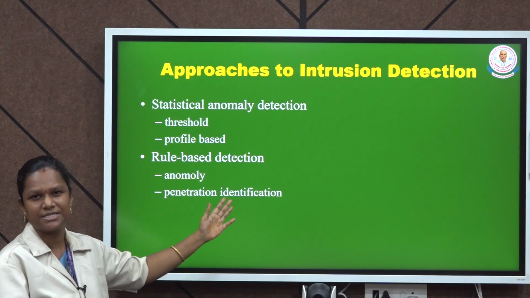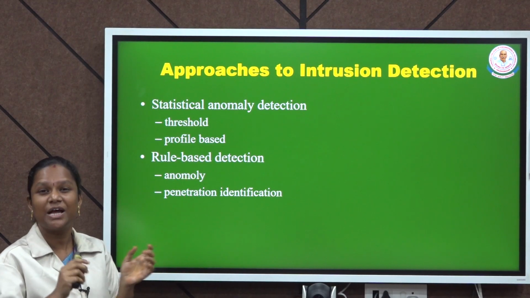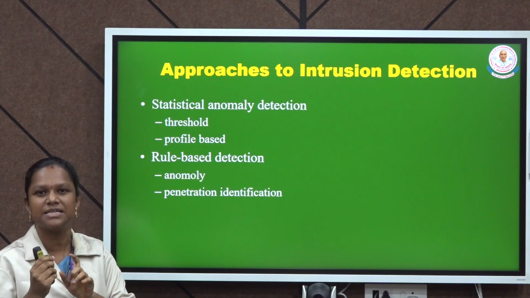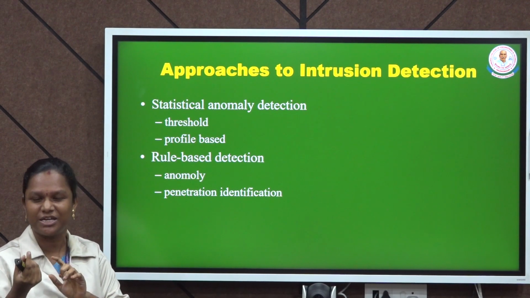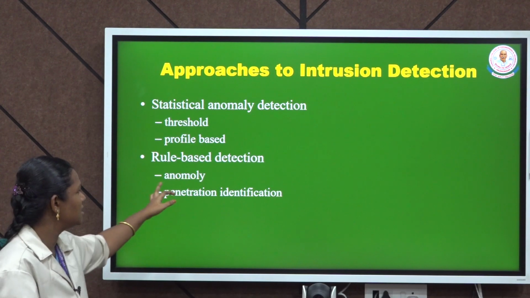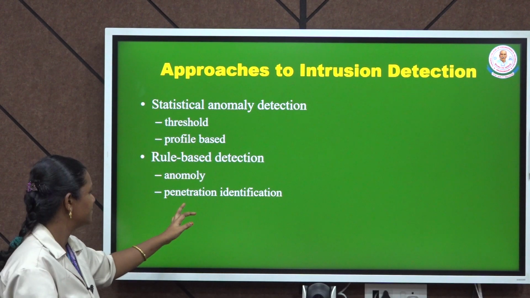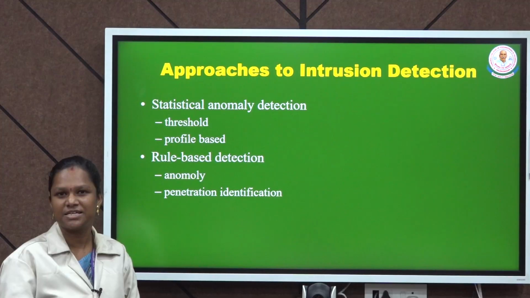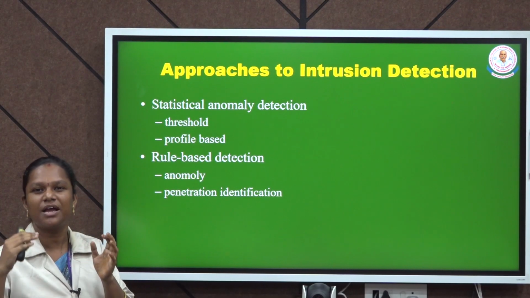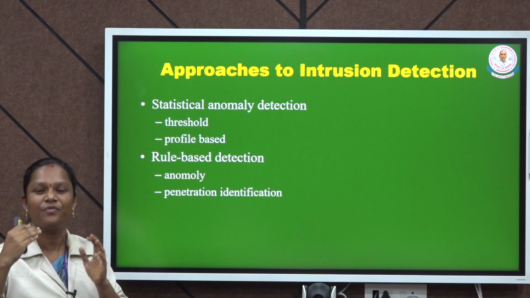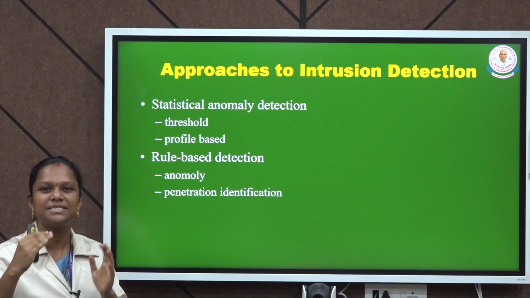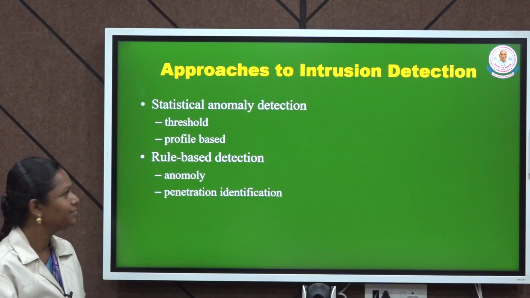Rule based anomaly detection. What is meant by anomaly detection? We have to find suspicious or unwanted activities of behavior. This is called rule based anomaly detection. What is meant by penetration identification? It is an expert system. They use these technologies to finally identify the suspicious activities of a behavior.